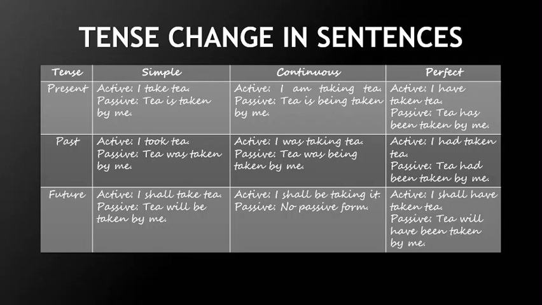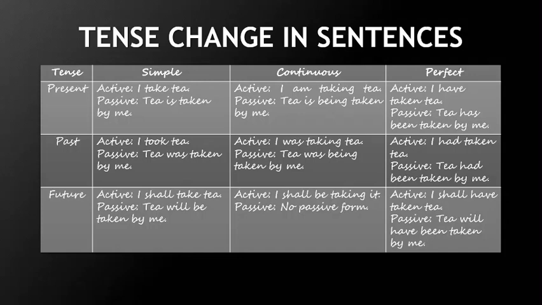I have taken tea in perfect becomes tea has been taken by me. Third person singular, therefore tea has. Subject verb agreement. Be verb is the been, B double E N element here, and the third form of the verb taken. In past tense, simple past, I took tea becomes tea was taken by me.